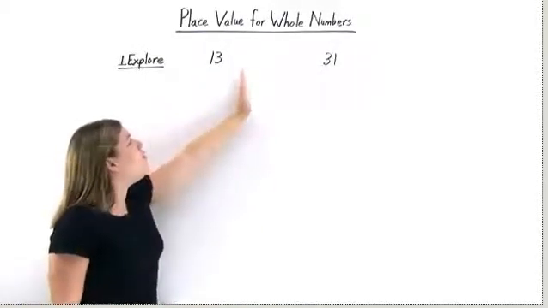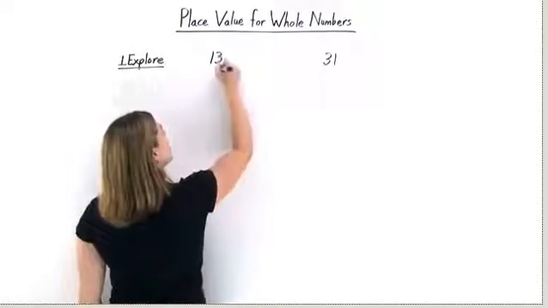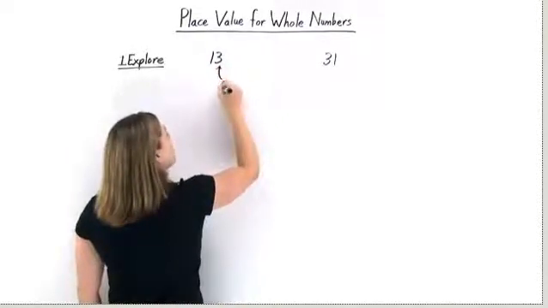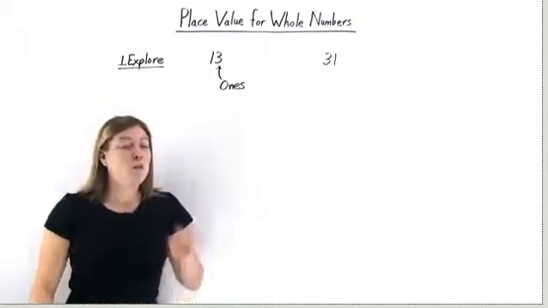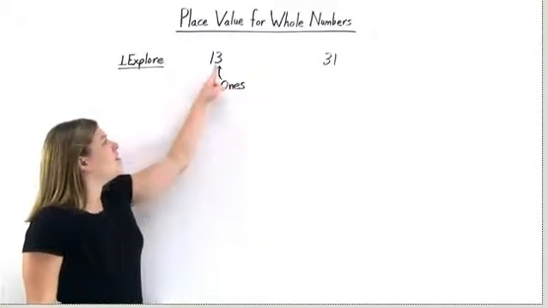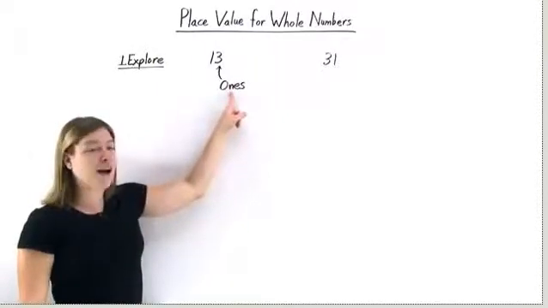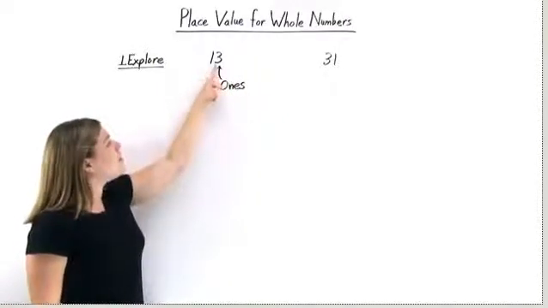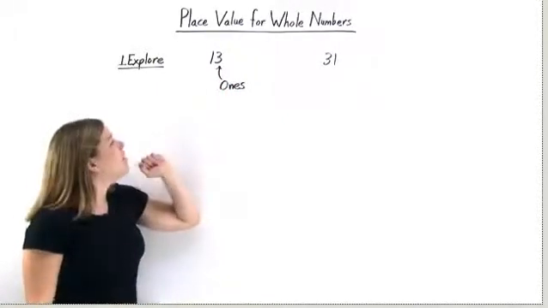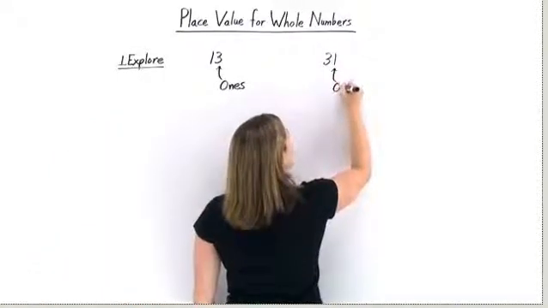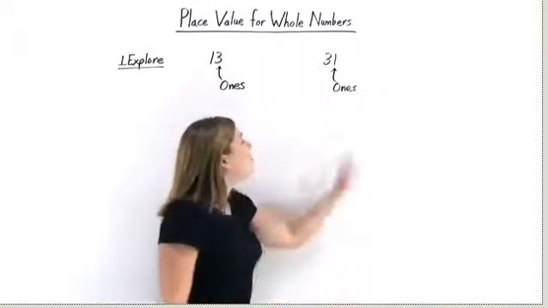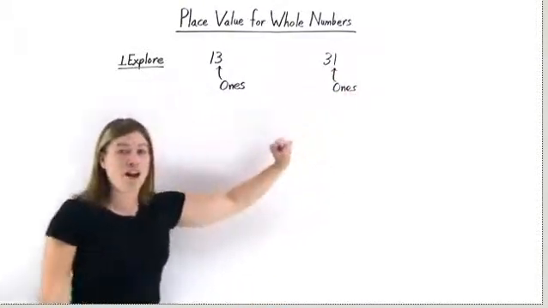Take a look at the digit all the way to the right, the 3. This digit of 3 is in what is called the ones place. In the ones place, that digit is telling us how many ones we have. So here, we're saying that we have 3 ones. Now if we take a look over at 31, all the way over to the right, we have a 1 in the ones place. So this is telling us that we have 1 one.